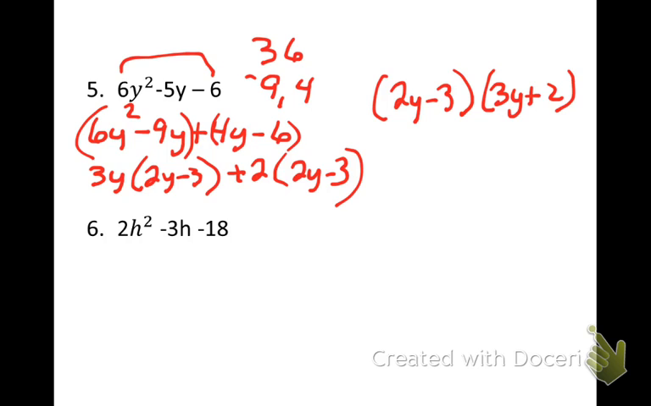Number 6, anything in common? No. Difference of squares? No. Trinomial square? No. Perfect square trinomial? No. So we just multiply these two together. 36. We're looking at factors of 36 that differ by 3. So we just start listing them.